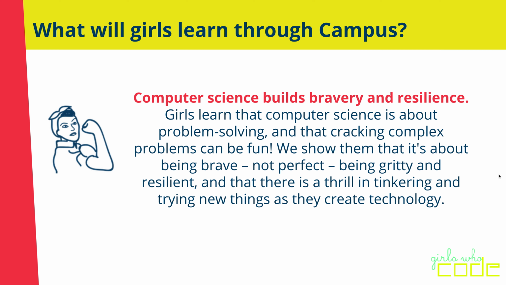The second thing that we want girls to get out of our programs is we want them to see that computer science builds bravery and resilience. They learn that CS is about problem solving, and cracking complex problems can be both fun and really challenging. We show them that it's about being brave, not perfect, being gritty and resilient, and that there is a thrill or an excitement in tinkering and trying new things as they create technology.